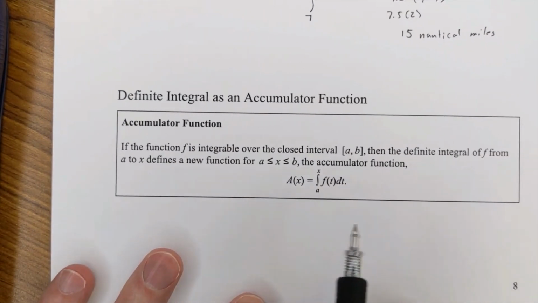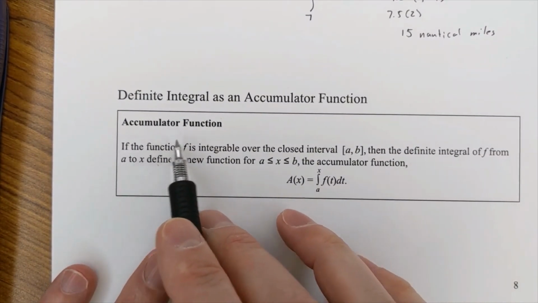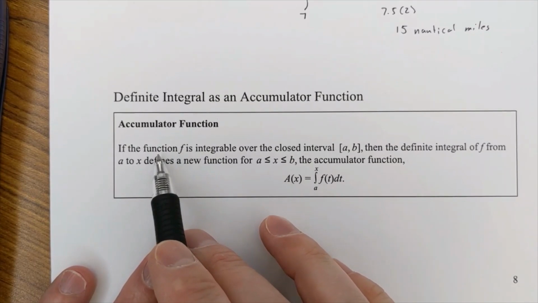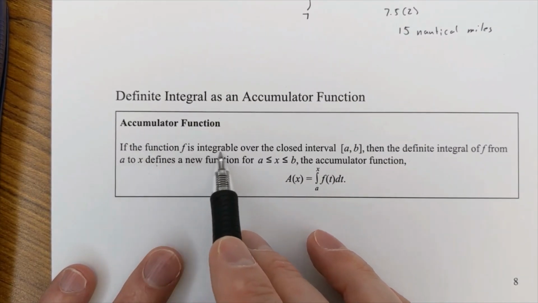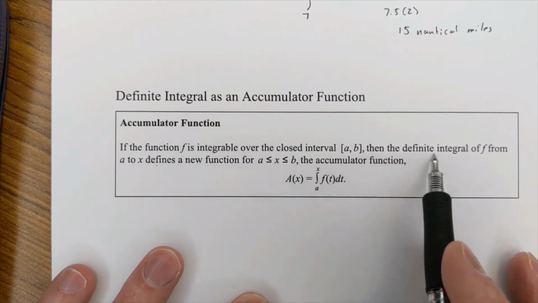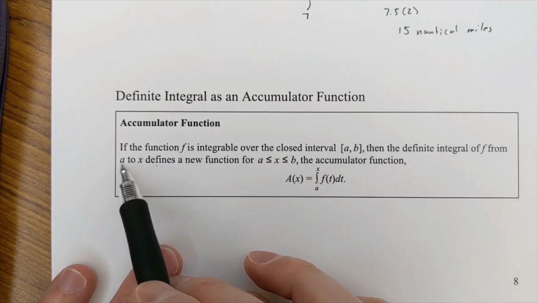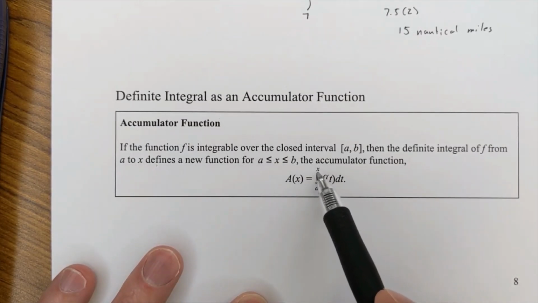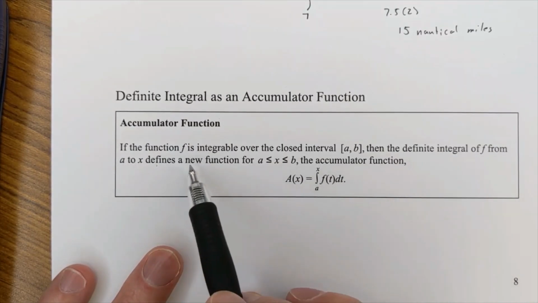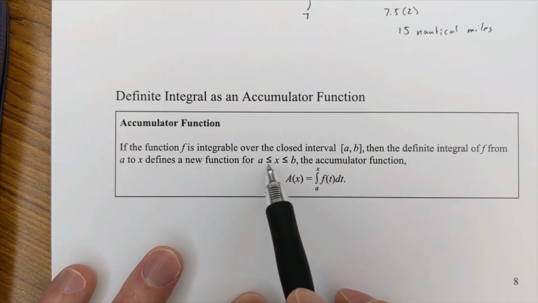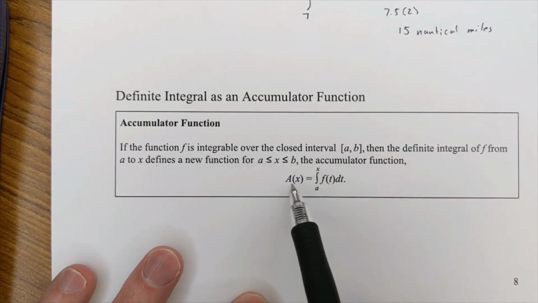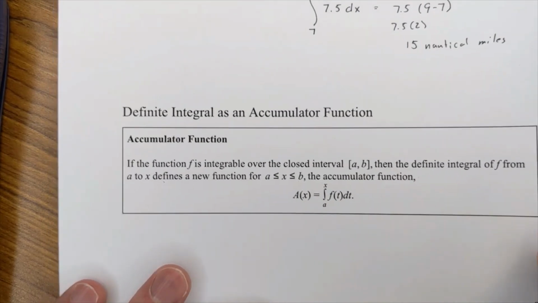Okay, so last thing here, accumulator functions. I think it's the last thing. The function f is integrable over the closed interval, and the definite integral from a to x. So now we have a variable at the top, not a number. X is a variable. It determines a new function for a less than x less than b, the accumulator function. So it looks like this.